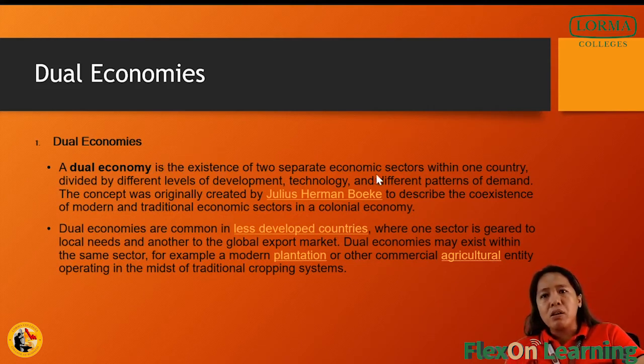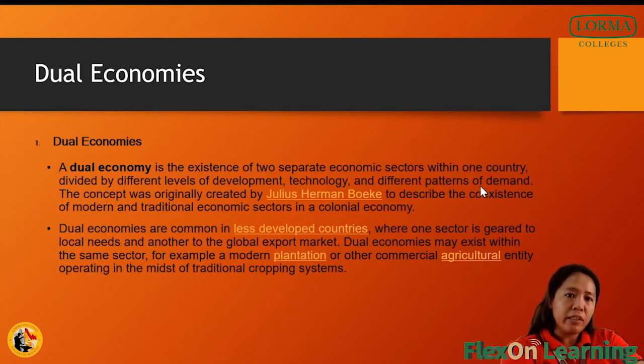So what happens? There are two separate economic sectors within one country. So this is possible. China also has this. Okay, and then much more with North and South Korea. So only a single country divided into two. So they're considered two independent. So dual economy means there is a separate economic sector within one place and the other one another different type of economy, but they can be considered as one. That's why it's called dual economy.